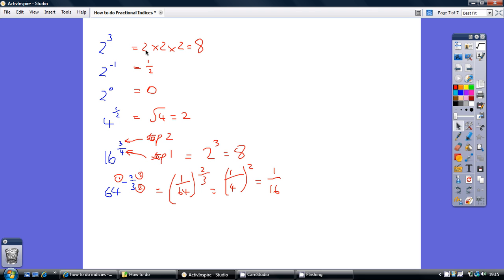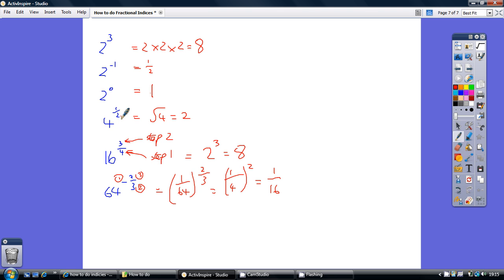Alright, 2 cubed, 2 times 2 times 2 is 8. 2 to the minus 1, well this just flips it upside down. So instead of being effectively 2 over 1, it becomes 1 over 2. 2 to the power of 0. It's not 0, it should be 1. Let's correct that. 2 to the power of 0 is 1. Schoolboy error. Okay, 2 to the power of 0 is 1.